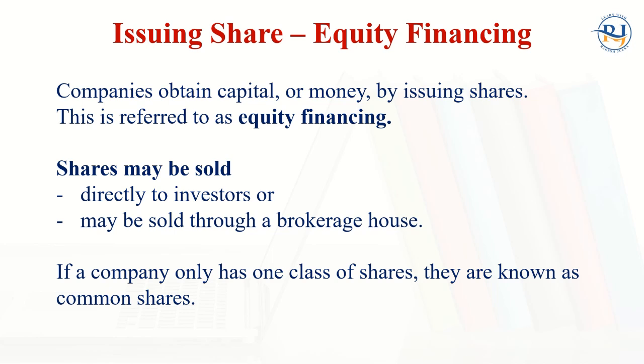Now if we talk about the issuing of shares, we can issue shares, which is known as equity financing. Companies obtain capital or money by issuing shares, and this is referred to as equity financing. Shares may be sold, right? Issuing means selling of shares. Shares may be sold directly to the investors or sold through a brokerage house. If the company only has one class of share, it is known as common shares.